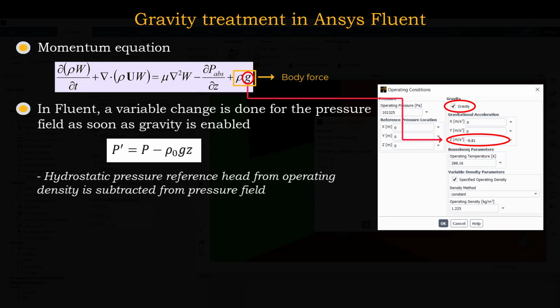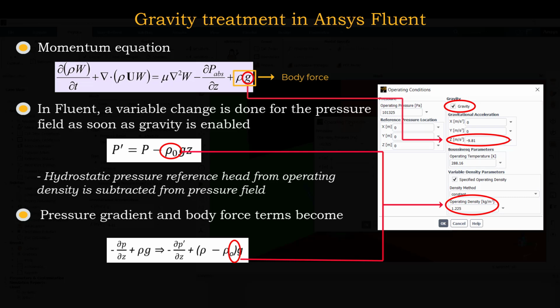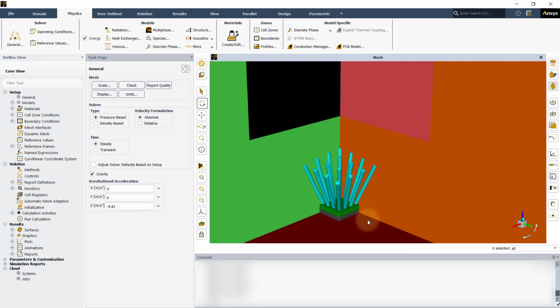When this definition is substituted into the momentum equation, the pressure gradient and body force terms change slightly, like you see here. And then the value of rho naught is taken from the value entered in the panel for the operating density. It's strongly recommended that you set this value equal to the value of the density at ambient conditions outside of your computational domain. If you uncheck the box, Fluent will use an average value, but it's almost always better for you to set the value yourself.